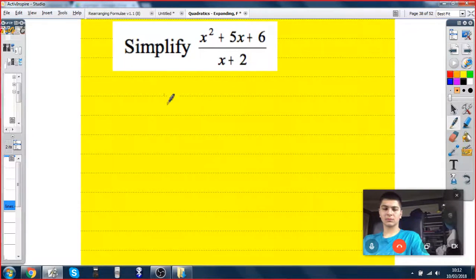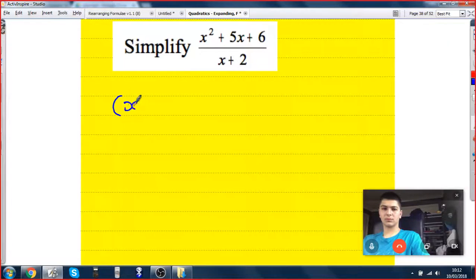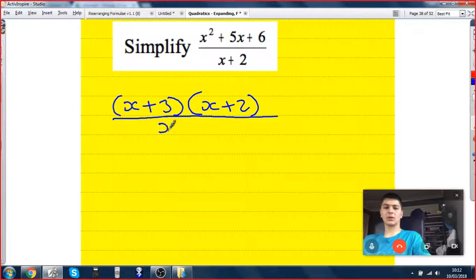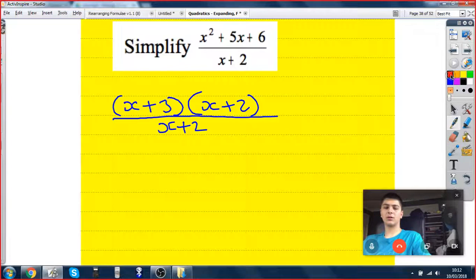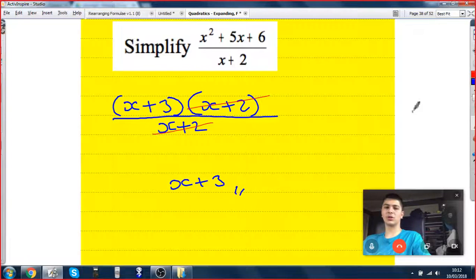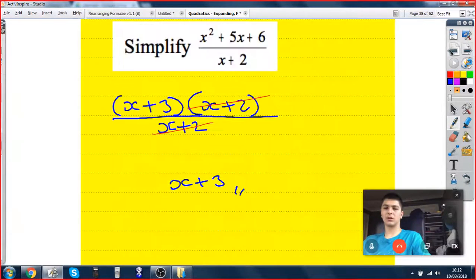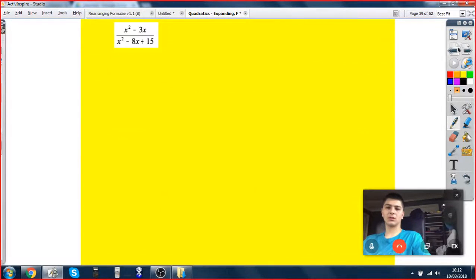So would the top bit be x plus 3 and x plus 2? Yeah. And then we'll take away both x plus 2's, so it's just x plus 3 over 1, or just on its own. Correct. X plus 3. And again, lots of students would make a mistake with the over 1 thing. I think x plus 3 over 1 would be fine as well. Any idea about this one?